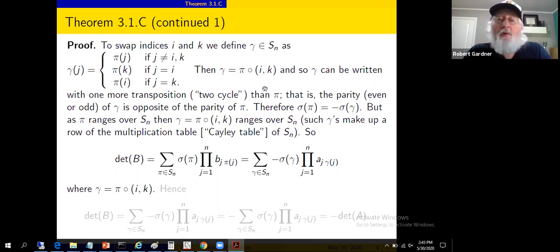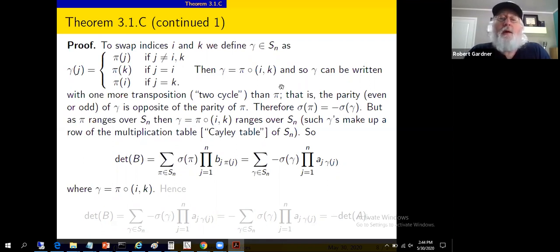For example, let's let this act on the entry I. If I apply this permutation pi composed with this transposition of I and K, what happens to the I? First it goes to the K, and then the pi sees it. So when I input an I, I get out a pi of K. And similarly for the other parts.